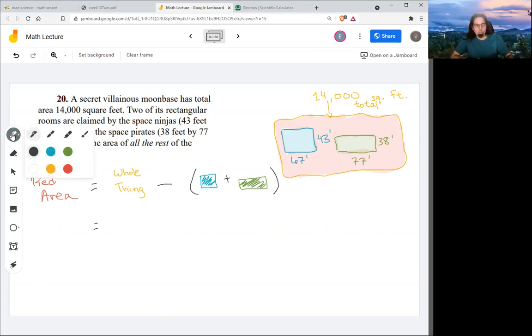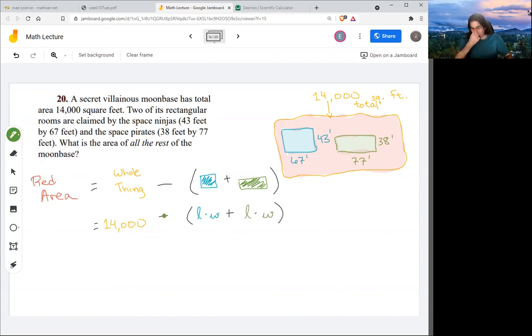Okay, so the whole thing is just the 14,000. And we're going to take away. Now I'll want steps that have formulas as appropriate. So since these are rectangles, it's going to be length times width for all of them. If they're only rectangles like this problem, maybe you could skip this step. It is kind of silly. But once you start having other shapes in, then it's good to keep track of all the formulas so you don't miss out on the 1/2s from triangles and things like that.